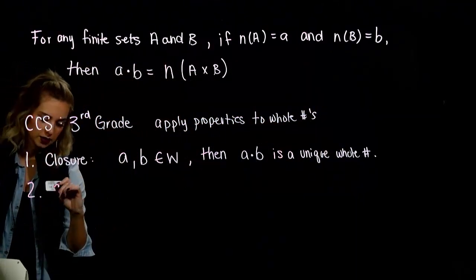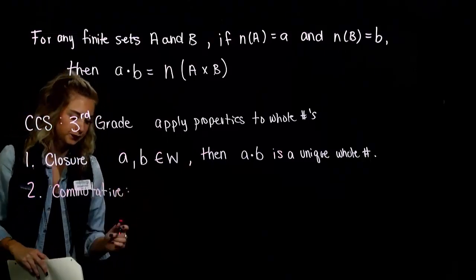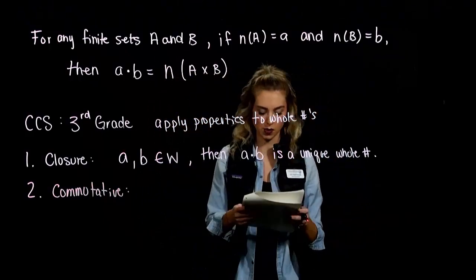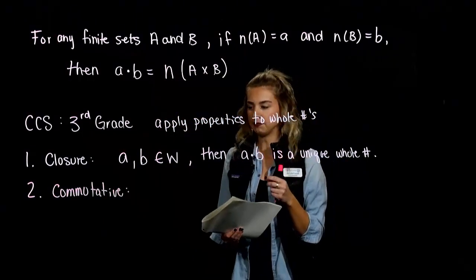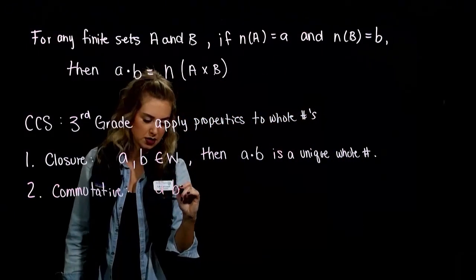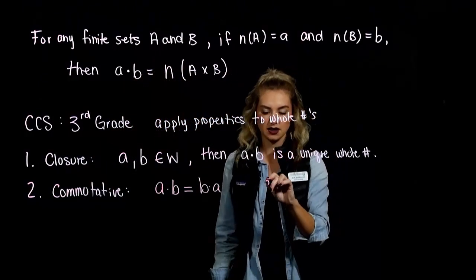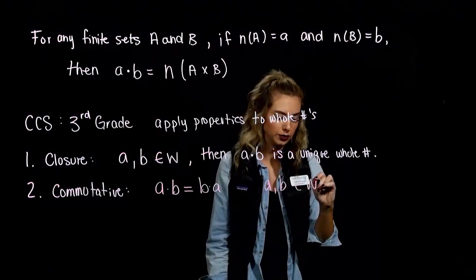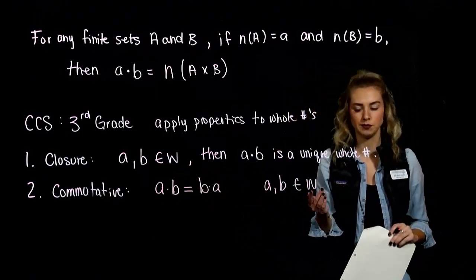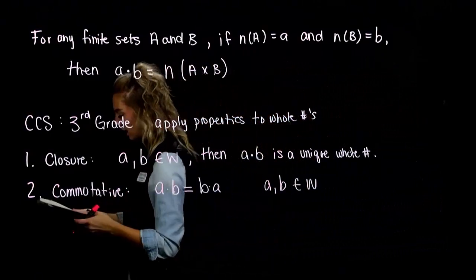Next, it has to be commutative. The commutative property of multiplication. We've looked at that a lot in different algebra courses at this university. What is this telling us? The order does not matter. So A times B has to be the same as B times A if we're taking A and B from the whole numbers. If they come from this set, the order doesn't matter with multiplication. 2 times 3 is the same as 3 times 2. The commutative law allows us to do that.